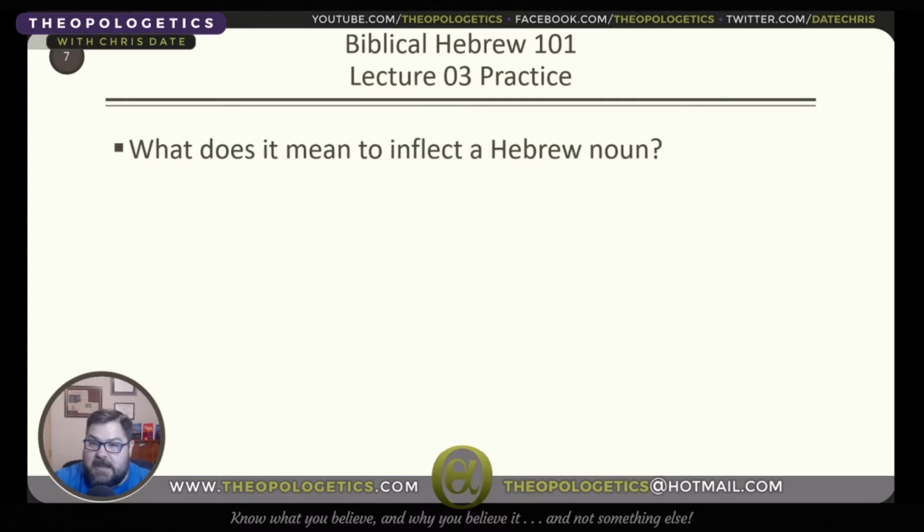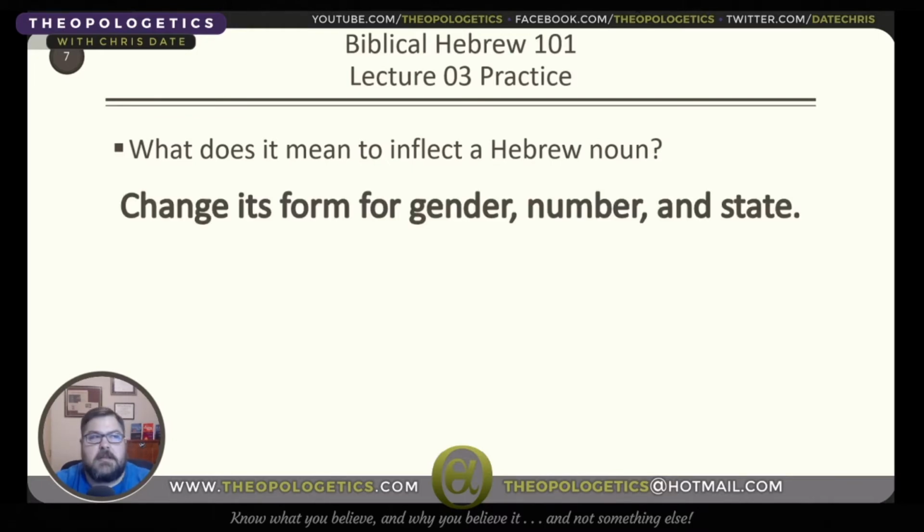What does it mean to inflect a Hebrew noun? And the answer is, it means to change the noun's form to express a combination of gender, number, and state. So davar is the word meaning word or thing. We just talked about that. And if I was asked to inflect it to express the combination of gender, number, state that is masculine, plural, and absolute, then I would change davar to devarim. So that's what it means to inflect: to change a noun's form from expressing one combination of gender, number, and state to expressing a different combination of gender, number, and state.